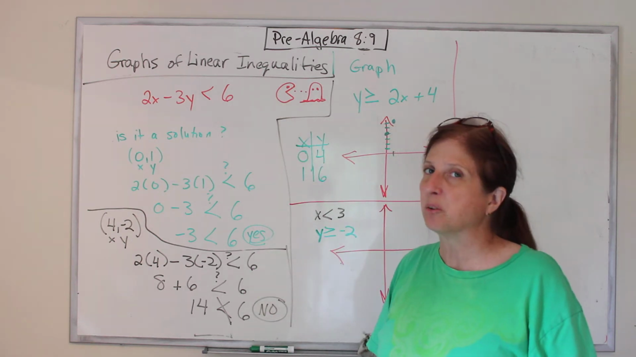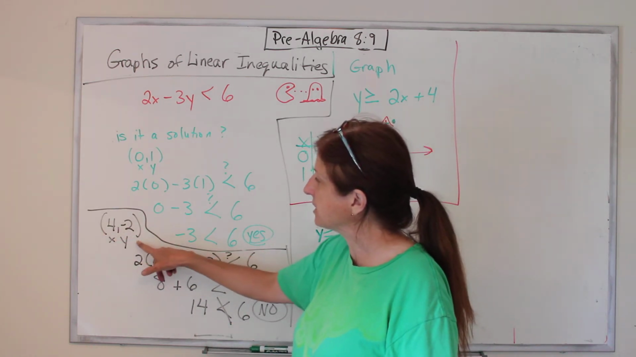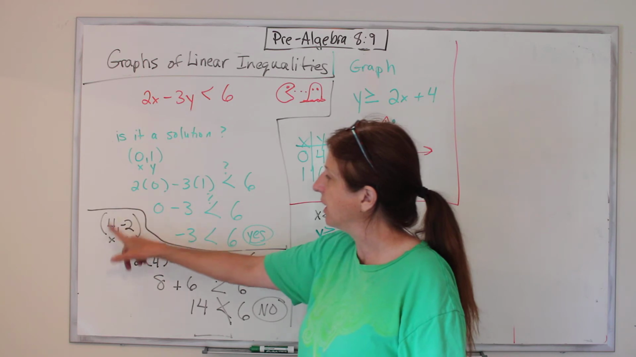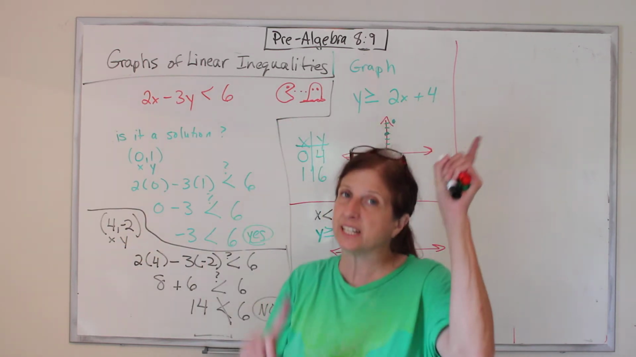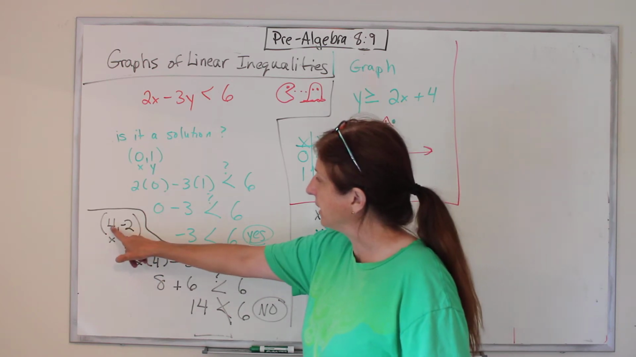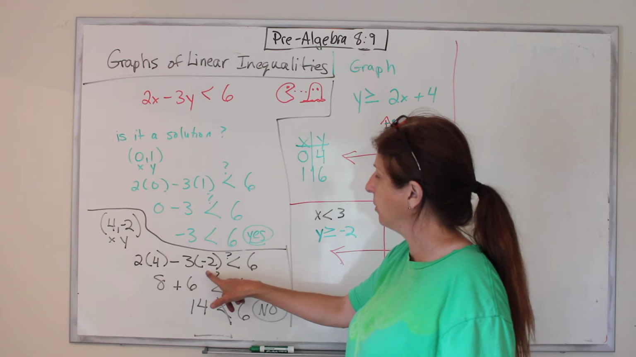And you know what the next one's going to be? You know it's going to be no. If they give us a yes first, the second one will be no. So is this one a solution to that equation? X is 4, y is negative 2. What do we do? We sing. Substitute. And we substitute in 4 for x and negative 2 for y.